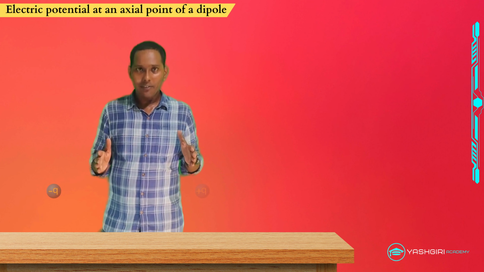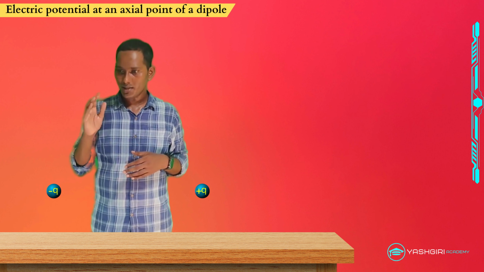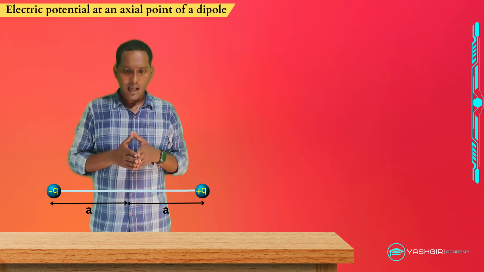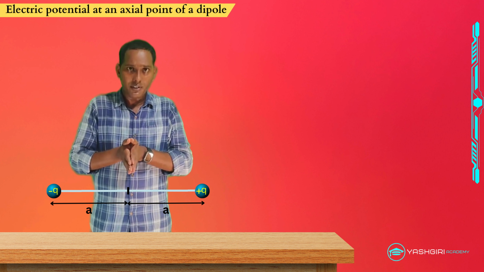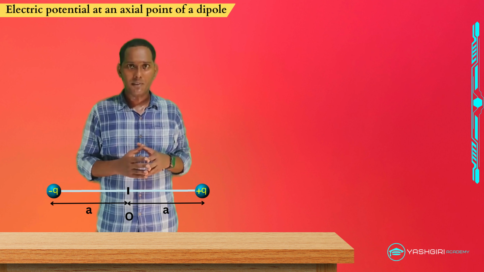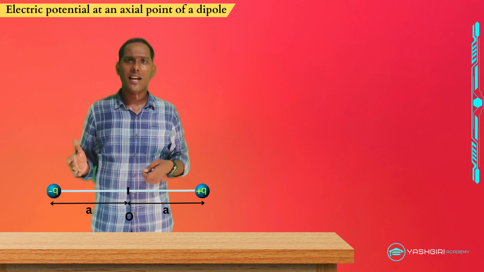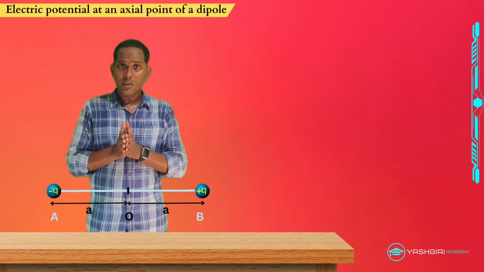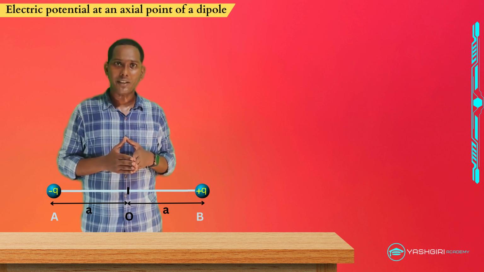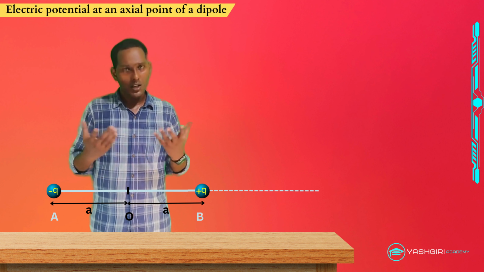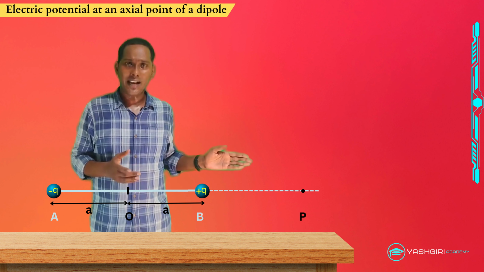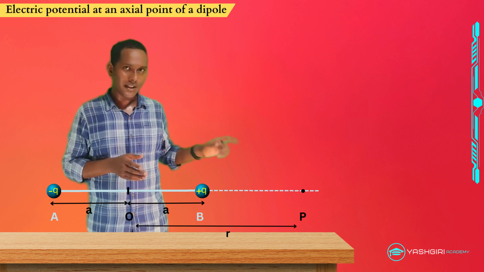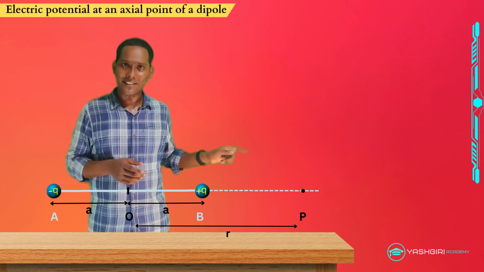Now here I'm having an electric dipole which consists of two point charges, a negative charge and a positive charge, and the distance of separation is 2a. And this is the center of the dipole. Let me call it point O, and let us say that the negative charge is at some point A, and let the positive charge be at a point B. Now we are interested in finding the electric potential on the axial line of the dipole. So let us consider a point P which is at a distance of r from the center of the electric dipole. Well, now students, we are interested in finding the electric potential at this point, right?